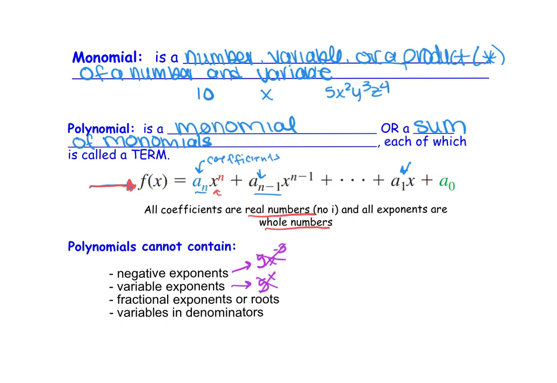That's called an exponential function. You can't have fractional exponents or roots. So you can't have things like 5x to the power of 1/2 or 5 times the square root of x. You can't have those values in there. And you also can't have variables in your denominator. So you can't have something like 1 over x squared. These are all things that are not allowed, and if you see these, they automatically make something not a polynomial.